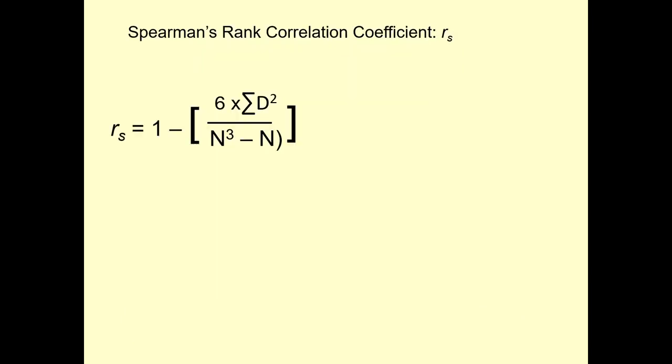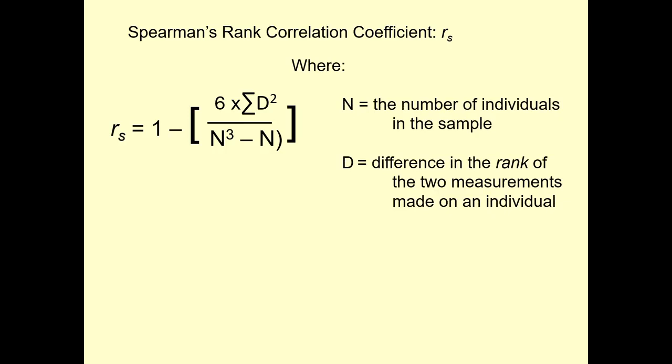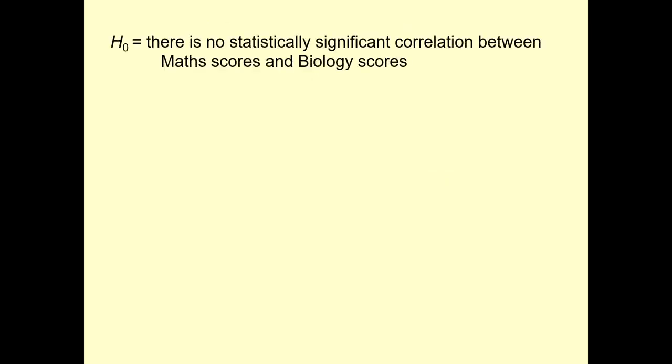Alright, so this is how you calculate Spearman's rank correlation coefficient. Okay, there is supposed to be a bracket there. But for now, all you need to know is N is the number of individuals in the sample, and D is the difference in the rank between the two measurements. Now, what do I mean by rank? I will come on to that in a bit.